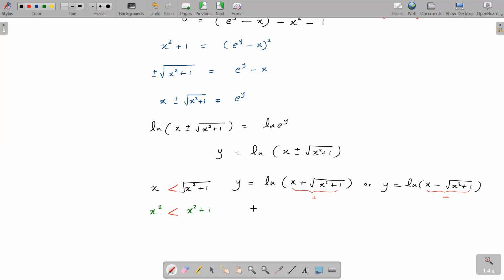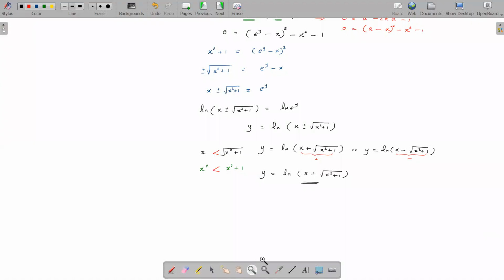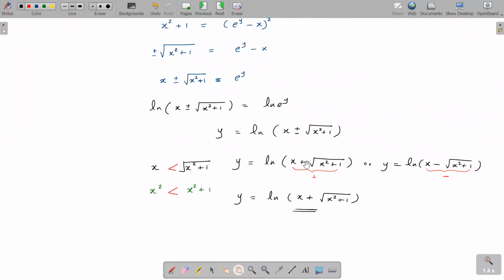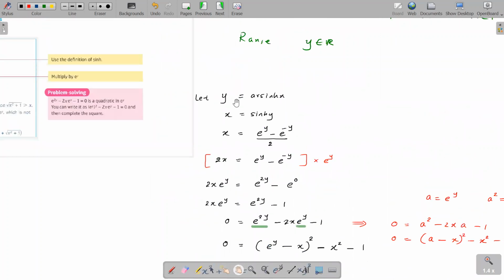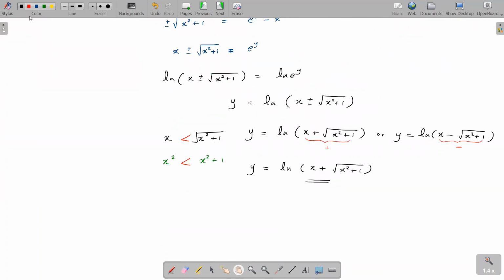So then your only answer here for r shine should be the natural log of x plus root x square plus 1. So this should be your only possible answer. Okay, guys. So one more thing here. Who is our y? y is r shine x. So basically we have an expression in terms of natural logarithms for the inverse hyperbolic function of shine x. Okay, so r shine x is natural log of x plus root x square plus 1.